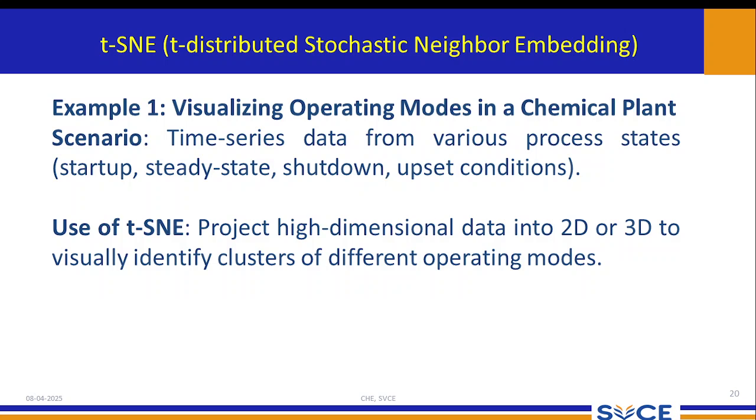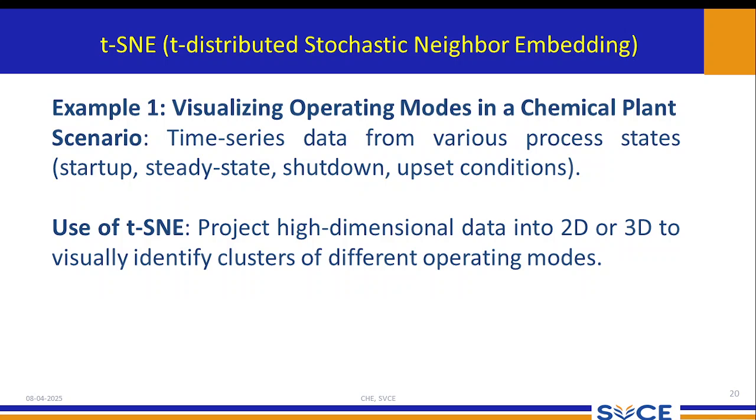An upset condition is a trouble, so I can put a good word: troubleshooting. During this period, how does the system behave, how does the process state behave? The time series data from various process states shows how it behaves in that period. This is an example for t-distributed stochastic neighbor embedding. Use t-SNE to project high dimensional data into 2D or 3D visualization to visually identify the clusters of different operating modes.